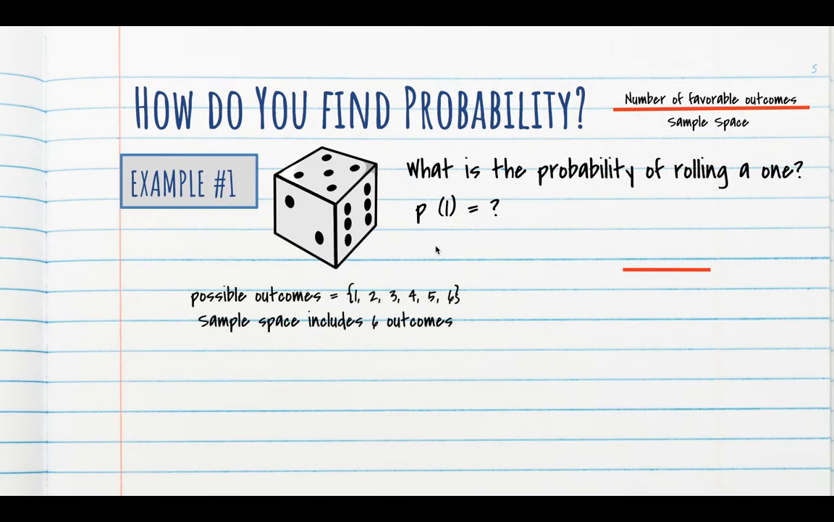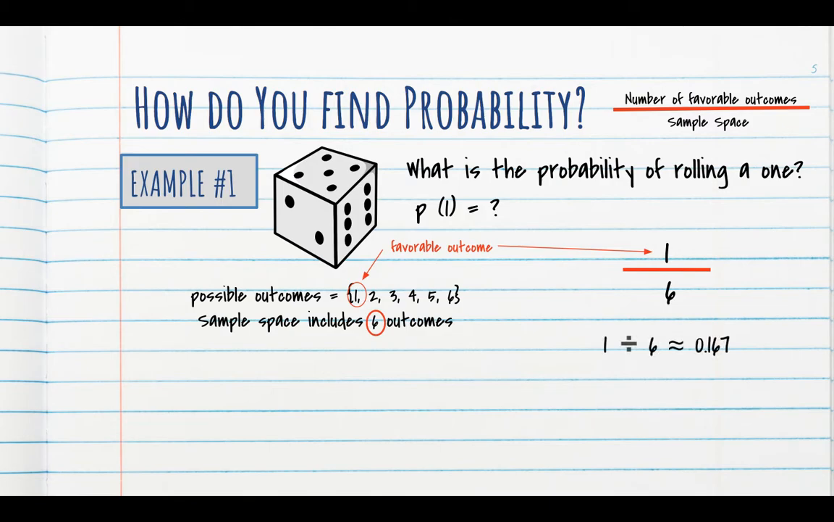From our previous video, you learned about listing the possible outcomes and determining the sample space. When I roll a 6-sided die, 6 things could happen. I could roll a 1, a 2, a 3, a 4, a 5, or a 6. The favorable outcome I want is the 1. So I have 1 favorable outcome, and my sample space is 6. So the probability of rolling a 1 is a 1 out of 6 chance.